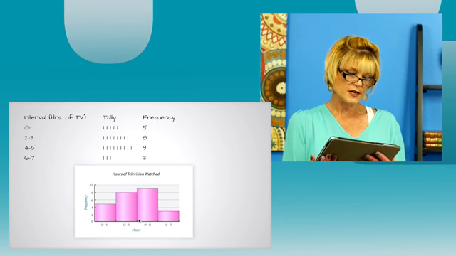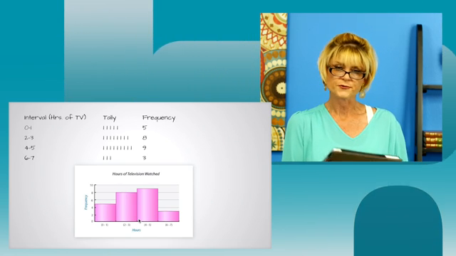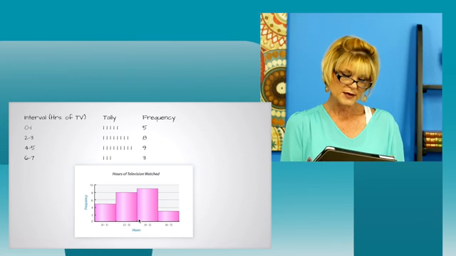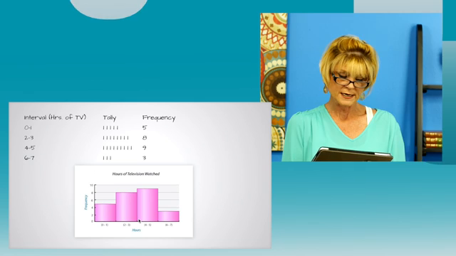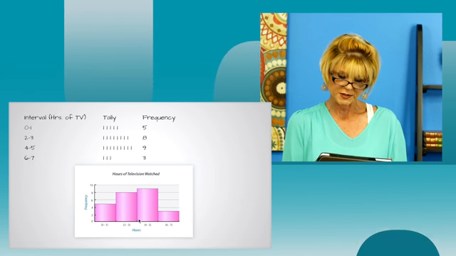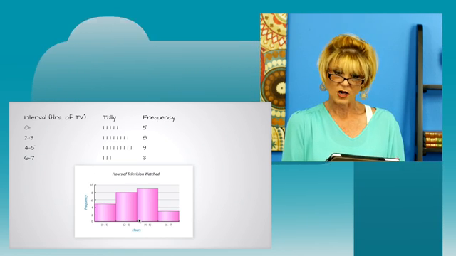In the interval of hours of TV, 0 to 1, the frequency was 5. 2 to 3 hours, the frequency was 8. 4 to 5 hours, the frequency was 9. And 6 to 7 hours, the frequency was 3. And there you can see it on the histogram.